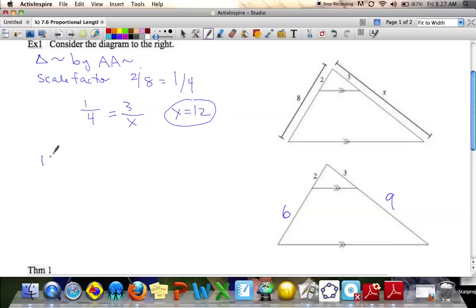Notice, put a star here, that the pieces of the sides are also in proportion, not in the same proportion as the original triangle. The pieces of the sides are in a proportion as well. Again, it's not 1 to 4. The pieces of the sides are also in proportion with different ratios.